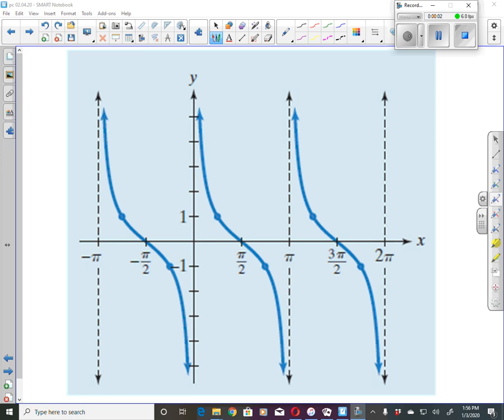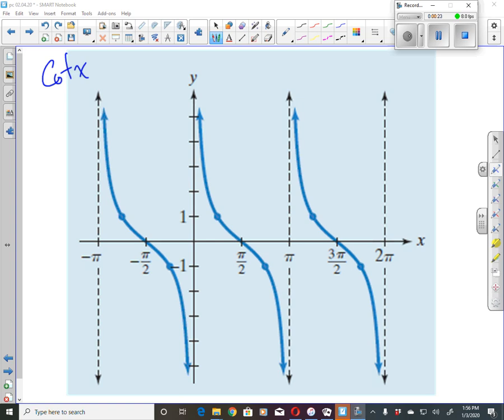Okay, so the cotangent function looks an awful lot like the tangent function, only notice that it's going a different direction. And it doesn't straddle the y-axis. There's an asymptote at the y-axis.